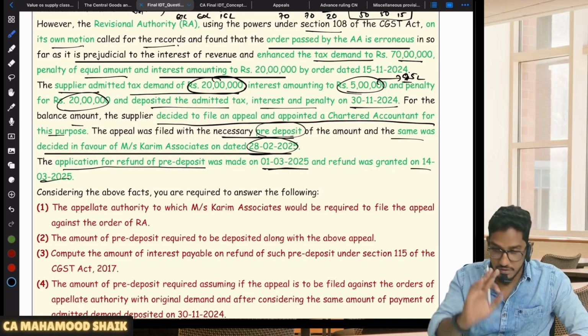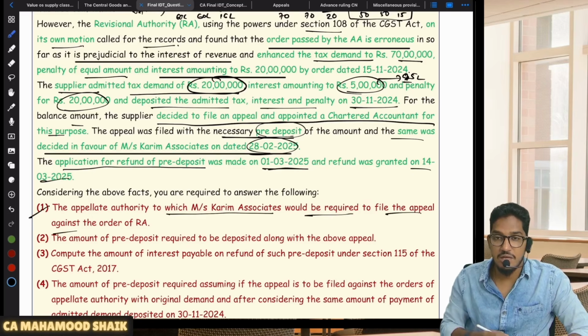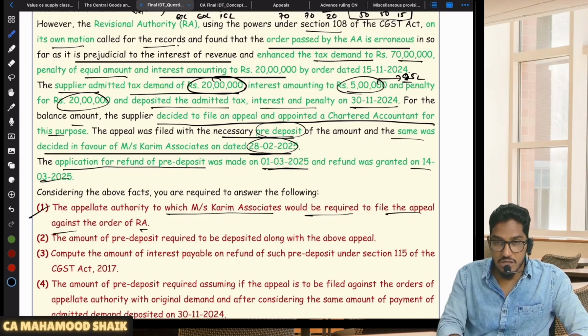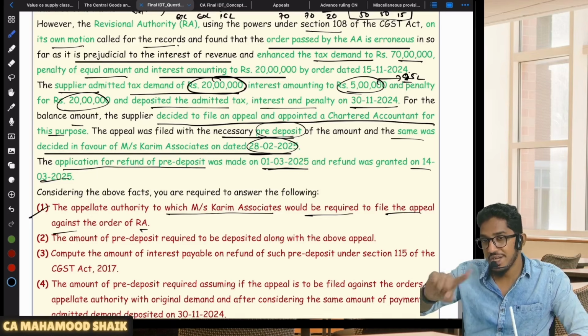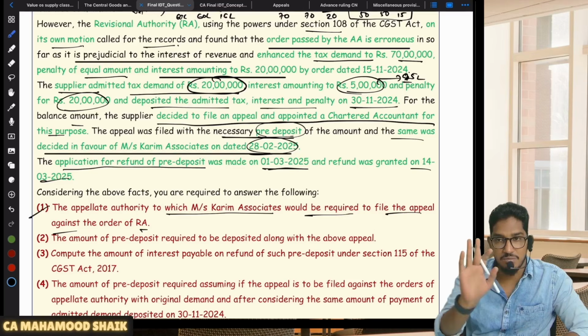March. Now on the basis of the above facts, first one, the appellate authority to which Karim Associates would be required to file the appeal. Tell me here. He got a revisional authority order that he wants to challenge. What is the appellate forum here? GST Appellate Tribunal. Can he go for the appellate authority? No. A revisional authority order can be challenged in the Appellate Tribunal. Okay, one question we have answered. He has to go for the Appellate Tribunal.